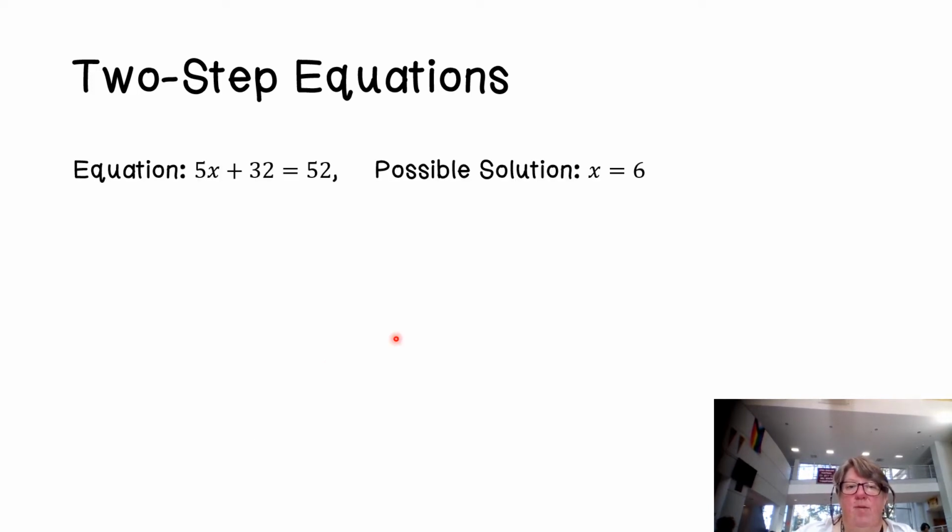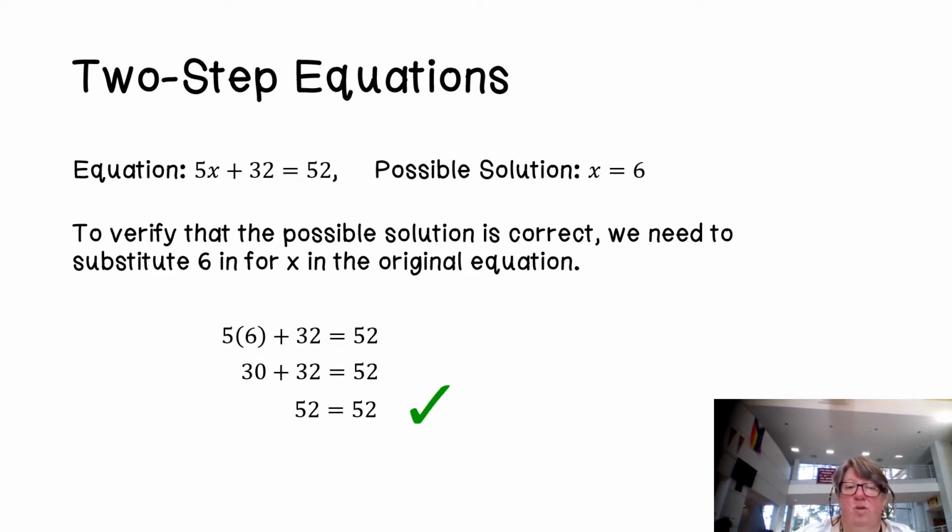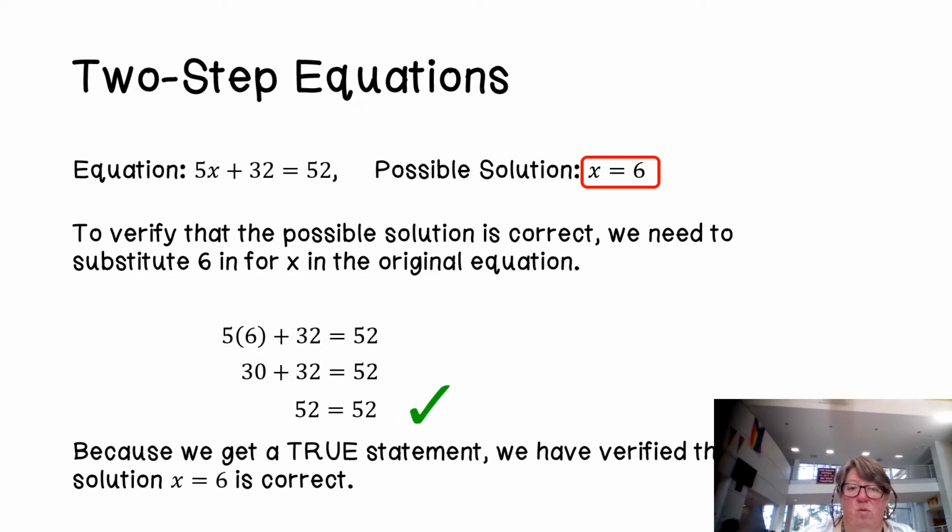So let's verify that it is in fact correct. We have to take 6 and plug it in where we see the x in the original equation. So we have 5 times 6 plus 32 equals 52. And when we simplify, we get 52 = 52, which is a true statement. So we know that x = 6 is the correct answer.